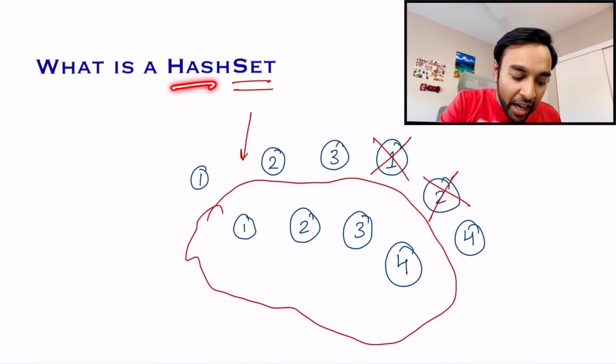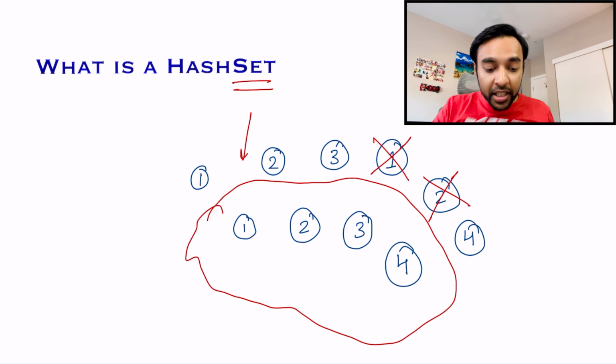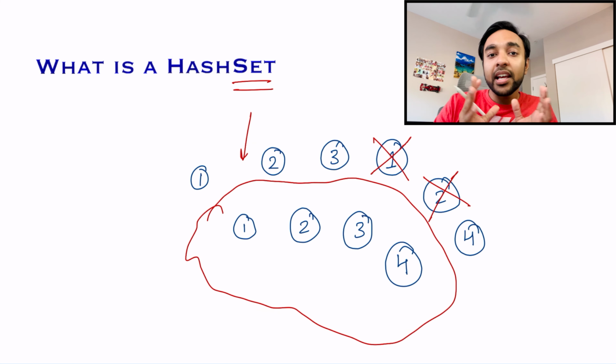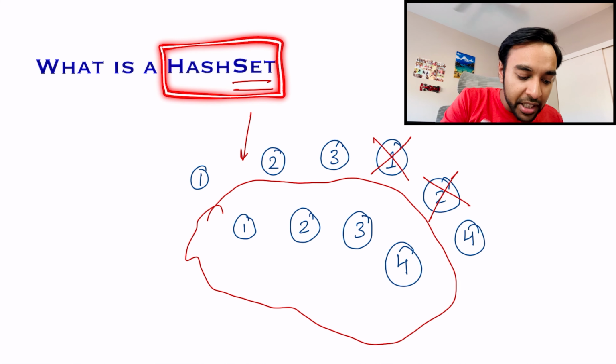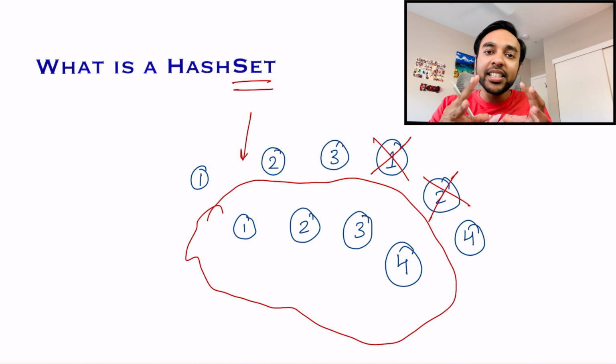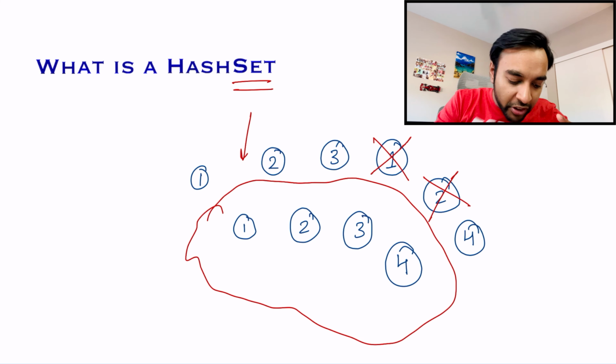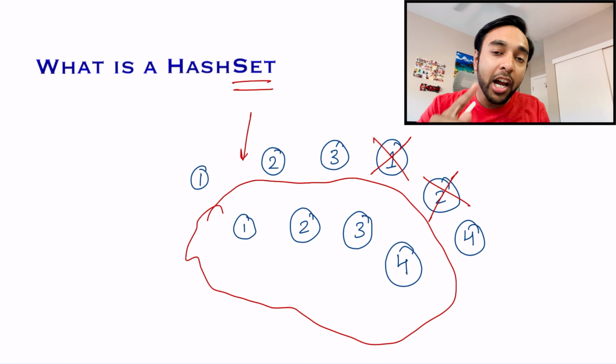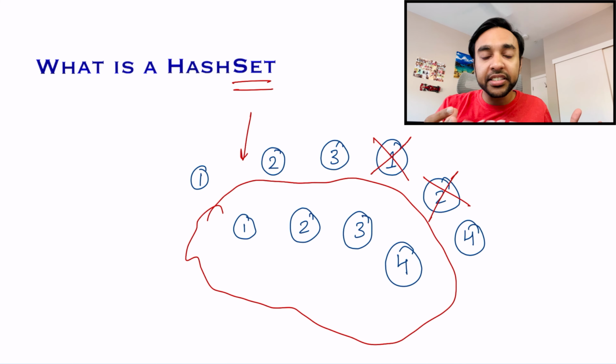But why the name hash? In computer programming, this entire logic is implemented using hashing, and hence the name HashSet appears. So this is the basic property of a HashSet. A HashSet is some kind of a space where you can add elements, but it will never allow you to add any duplicate elements. So this defines what is a HashSet.